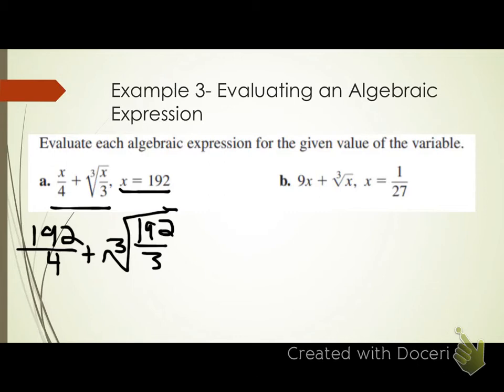Okay. So someone type in 192 divided by 4 for me. 64. 64. 12. 48. 48.